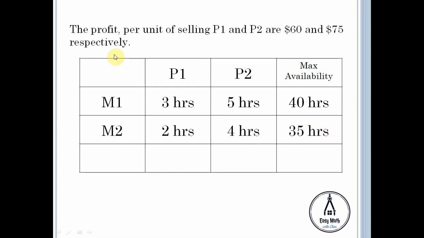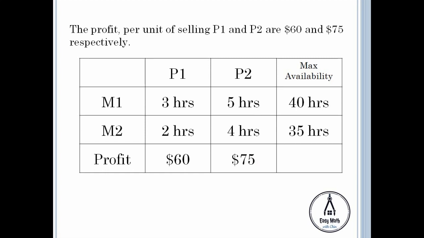The profit per unit of selling P1 and P2 are $60 and $75 respectively. So in the next row, let's enter the profit. The profit per unit of selling P1 is $60 and the profit per unit of selling P2 is $75. Now we have entered all the given data into this table.